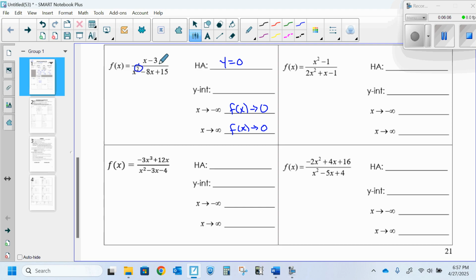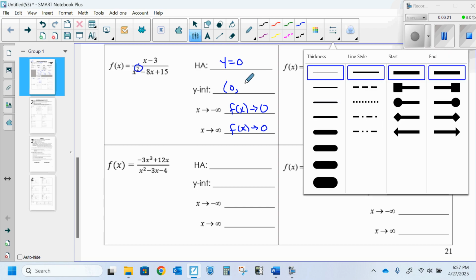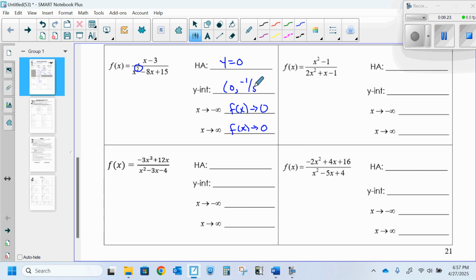Okay, and then the y-intercept, plug in 0 for x. This is just great practice on how to find y-intercepts. Oh, let's reduce that, sorry. It's going to always reduce. -3 over 15 is -1/5. Okay, up here, notice we don't even have to factor to find any of this stuff.